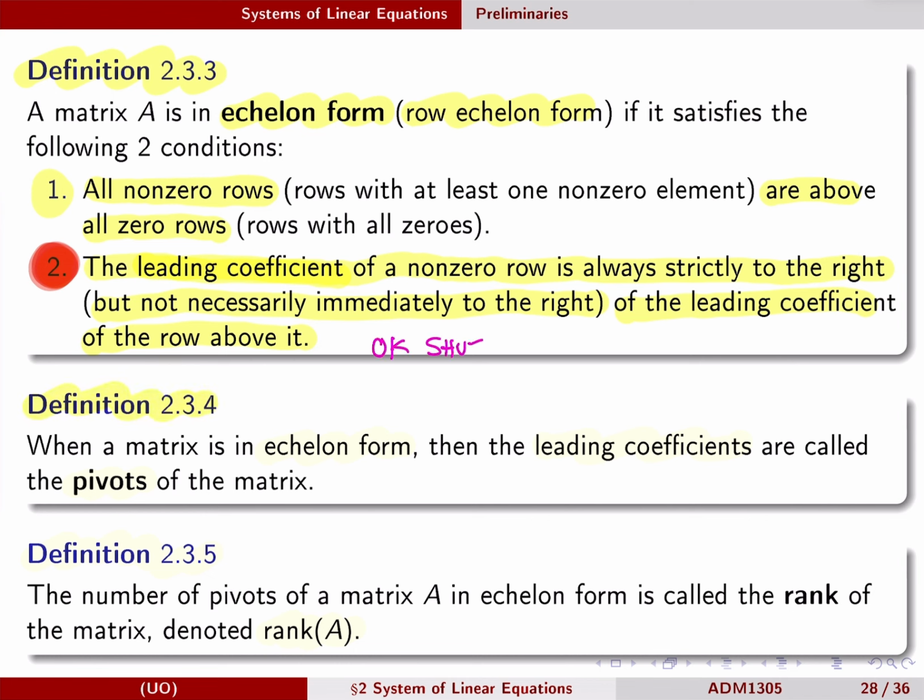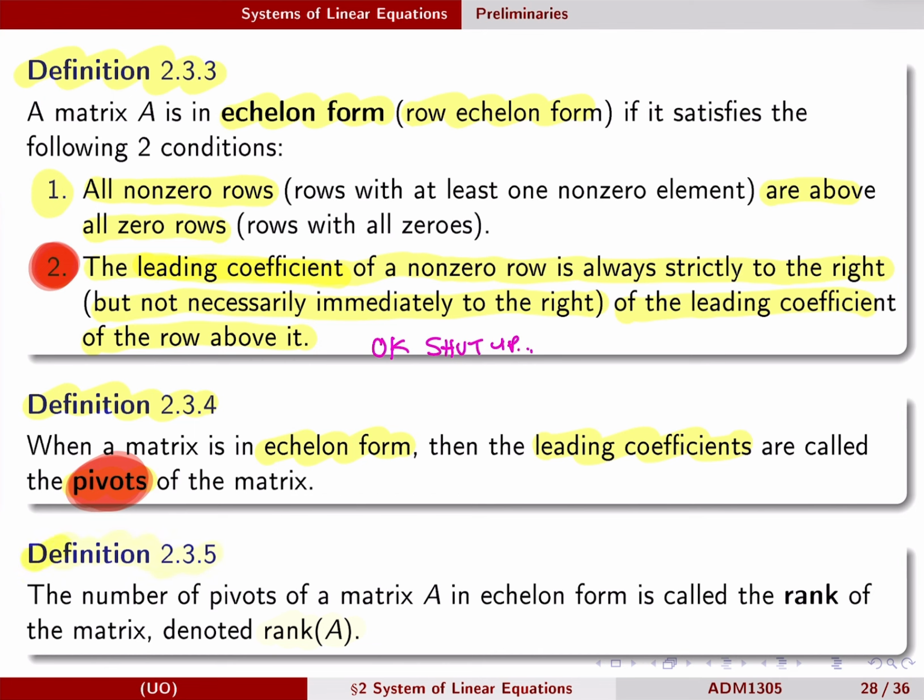When your matrix does satisfy the condition of being in echelon form, these coefficients have a special name. They're now pivots of your matrix. Pivot, for those who get the reference here. So when the matrix is in echelon form, those leading coefficients are pivots of the matrix. But if your matrix is not in echelon form, there are no pivots initially.